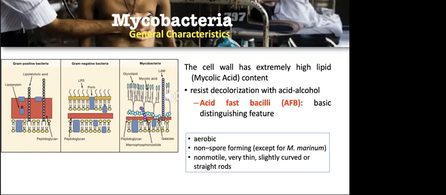Primary infection would usually show thin, slightly curved or straight rods. But those that are already drug resistant appear to be broad or wide, chubby, our drug resistant bacilli.